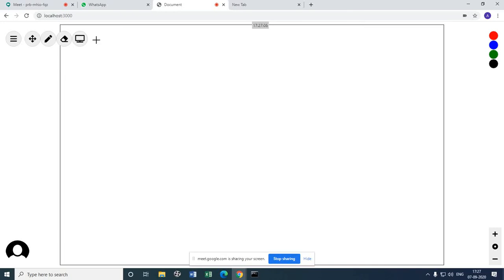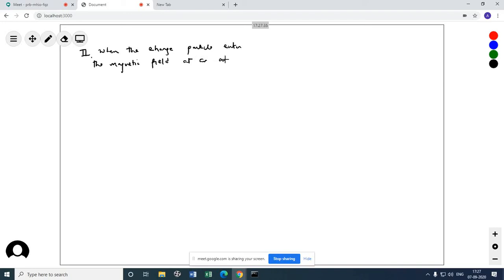So for yesterday, what we did was when the charged particle enters the magnetic field perpendicularly, right? Yes, sir. So today we will do when the charged particle enters the magnetic field at a certain angle. So today maybe we call this case 2, when the charged particle enters the magnetic field at an angle theta.